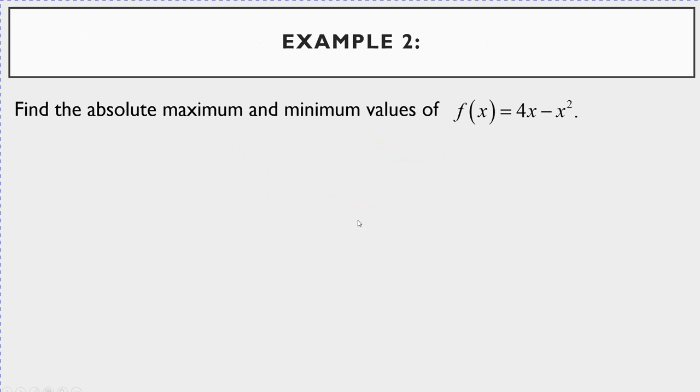All right, so let's try this one. Let's find the absolute maximum and minimum values of this function. All right, so the first thing you're going to do is find the first derivative. Okay, and if you take the first derivative here, you end up getting 4 minus 2x. Now, the next thing you're going to do is find critical values. Well, you're just going to look where the first derivative is equal to 0. Well, you're going to add the 2x over, so you get 2x is equal to 4, and you get x is equal to 2. Notice, this is incredibly important, only one critical value.